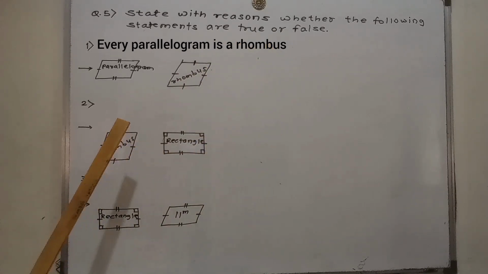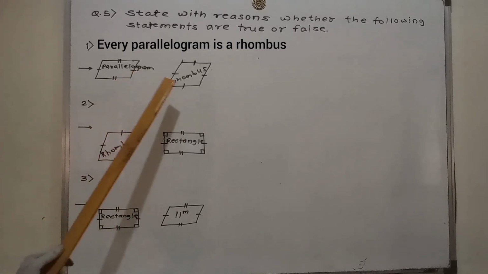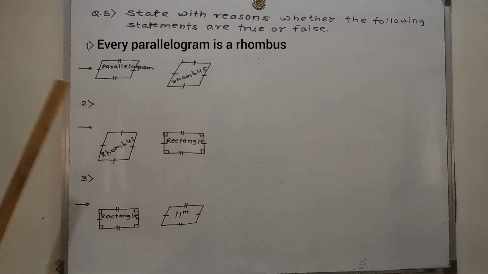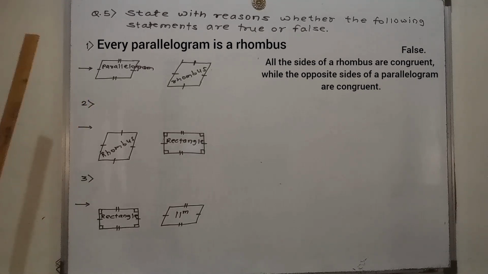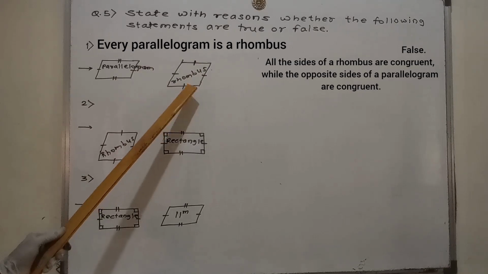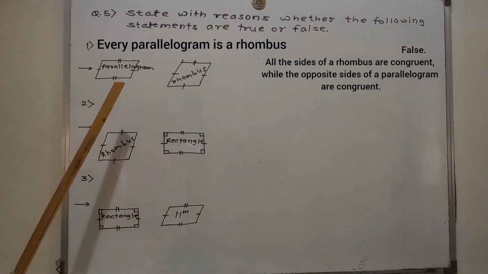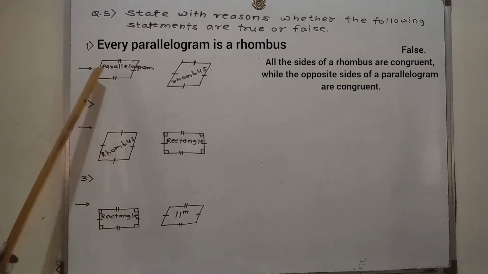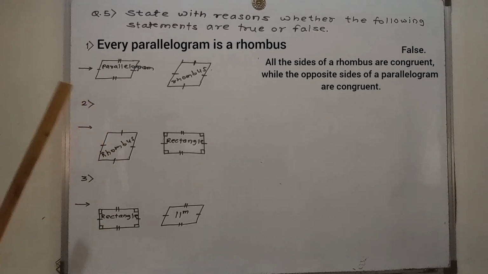First, every parallelogram is a rhombus. True or false? Answer false. Because what is the reason? Listen, all the sides of rhombus are congruent, while the opposite sides of parallelogram are congruent. This is the reason.